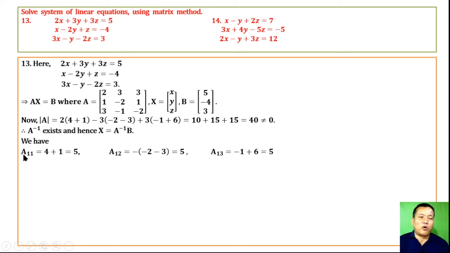Firstly, we have to find out the cofactors of the first row, A11, A12, A13. For the second row, A21, A22, A23.